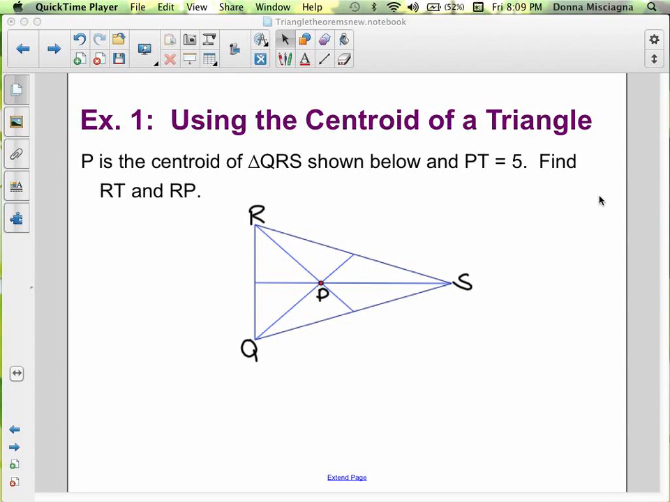Welcome. So now we're going to use what we've learned about the centroid to solve some problems. And you're going to see these go pretty fast once you know the relationship. So P is the centroid of triangle QRS shown below.